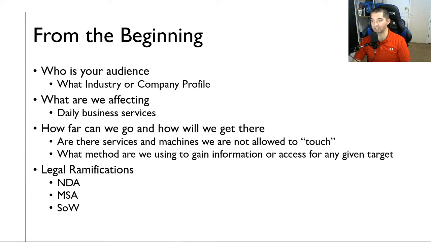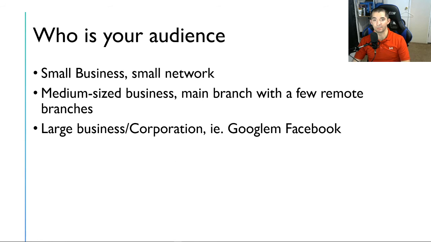What method are we using to gain information or access for any given target? So kind of like what I just said, wireless or wired. Are you going to get in there over the guest or over their main Wi-Fi? Are you going to find a way to get in there? Or some people are good enough to social engineer their way into a building and plug right into the wired network. You never know. Legal ramifications. So you have the NDA, the non-disclosure agreement. You have the MSA, which is the Master Services Agreement, and then you have the SOW, which is the Statement of Work. All right, so we're going to cycle back through this a little bit.